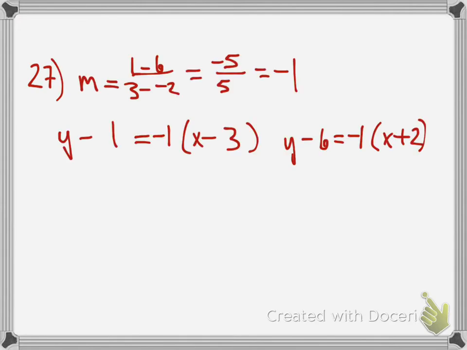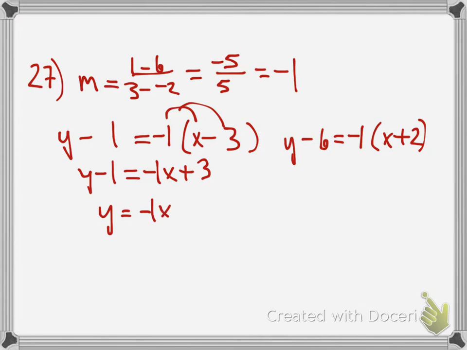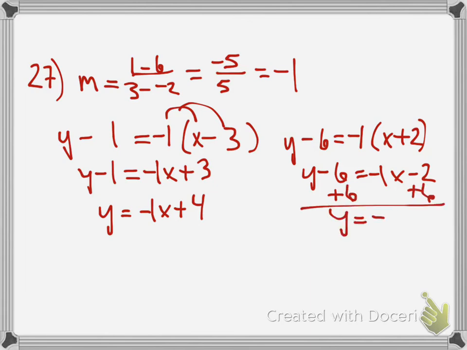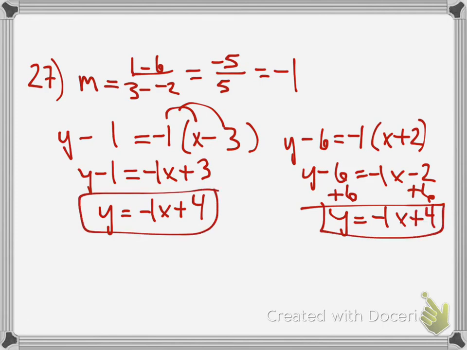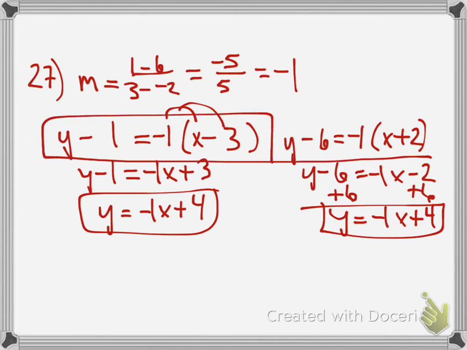Now notice, if you do this and distribute, you get y minus 1 is equal to negative 1x plus 3. Add, you get y is equal to negative 1x plus 4. And if you do it over here, y minus 6 equals negative 1x minus 2. Add 6 to both sides, and you get y is equal to negative 1x plus 4. So you see here, no matter which one you choose, they would have gotten you to the same equation. So that's why I would take either one of these two if I just asked you to write the linear equation. But notice that you first had to find the slope.